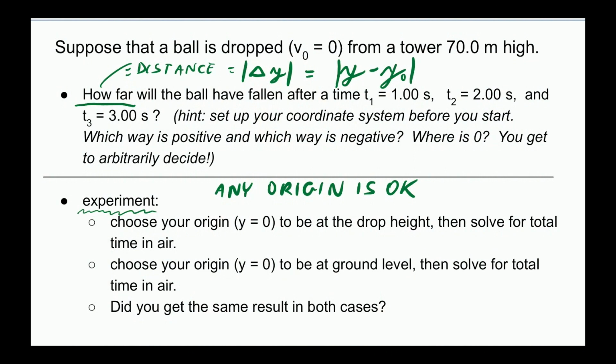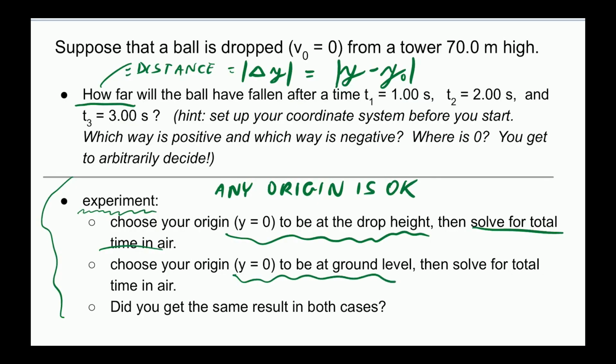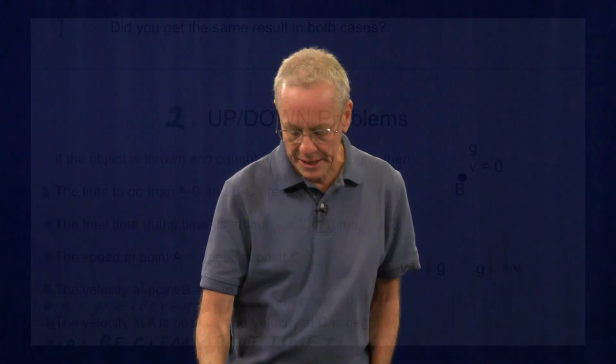I also make the point here that any origin is fine. If you want to do a little experiment, this is a new problem that was not in the problem statement: you can solve for the total time in air by assuming your origin is at the drop height, or at ground level, or maybe even some arbitrary, crazy origin right in the middle. You'll always get the correct answer as long as you stay consistent with your coordinate system when you solve the problem. Let's go on to the next category.